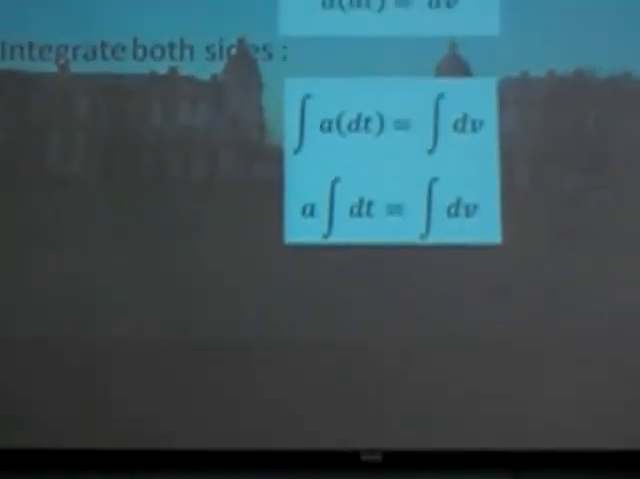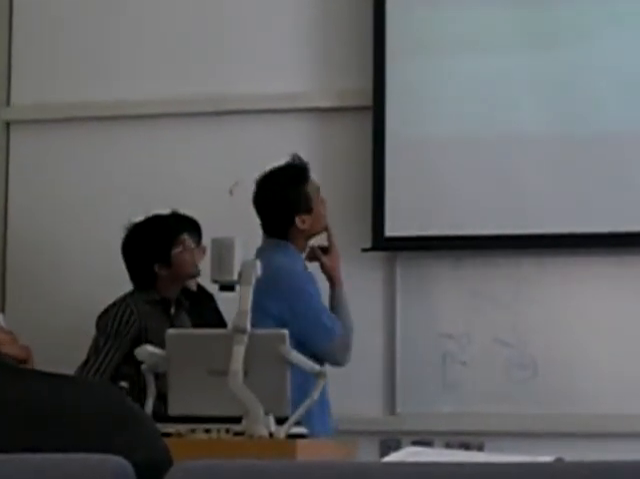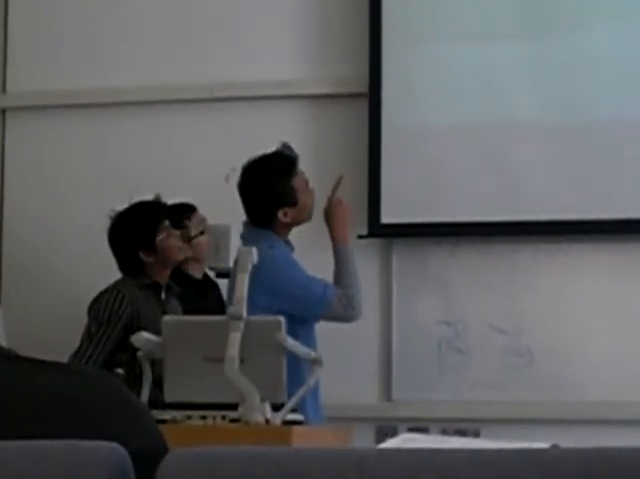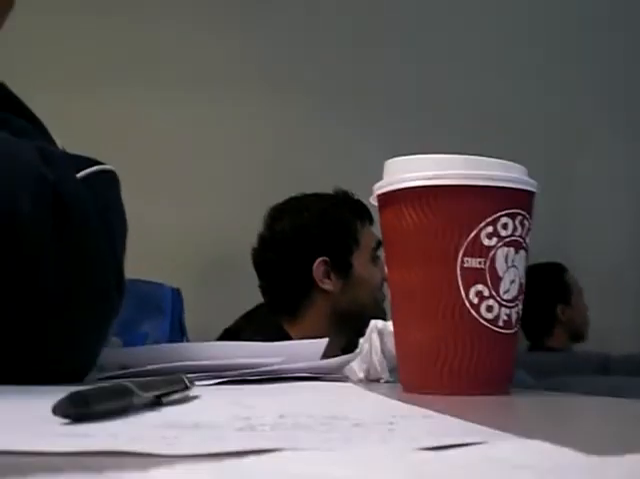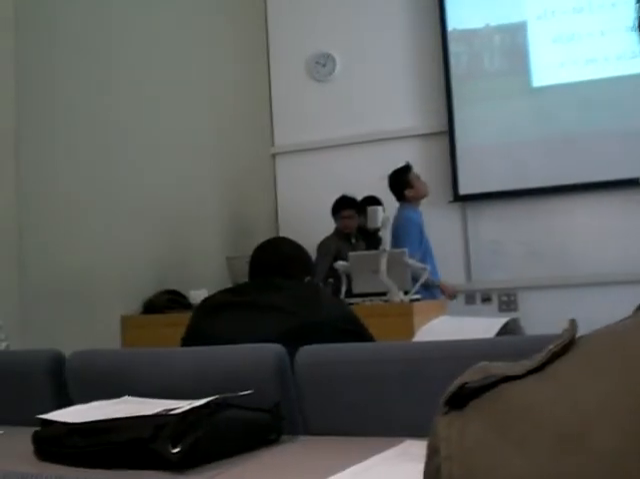And then we use the first order differential equation by changing variables. Then a times dt is equal to dv. Then we can integrate both sides. And then to put in the limits, we can assume additionally that our object's speed goes from v naught, which is the initial velocity, to v, the final velocity, and in a time interval from t0 to t.